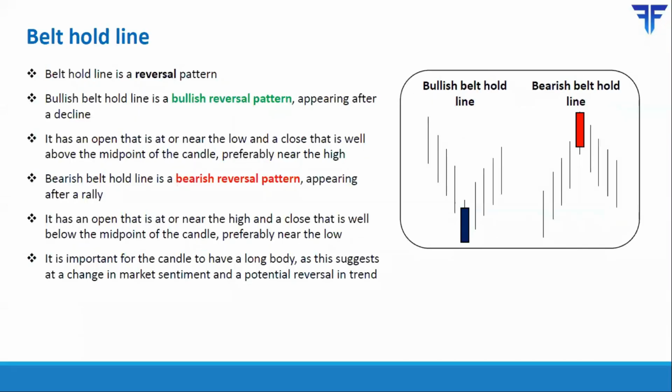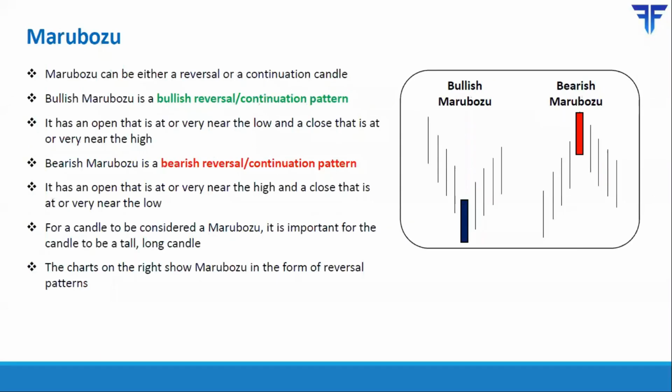So that's about bullish and bearish belt hold line. A bullish belt hold line is a bullish reversal pattern, as you can see, with the opening near the low and the closing near the high of the period. Whereas a bearish belt hold line is a bearish reversal pattern with opening near the high and closing near the low of the period. Now, the logical extension of belt hold line is something that's called Marubozu. Again, it can be split into two parts, bullish Marubozu and bearish Marubozu.